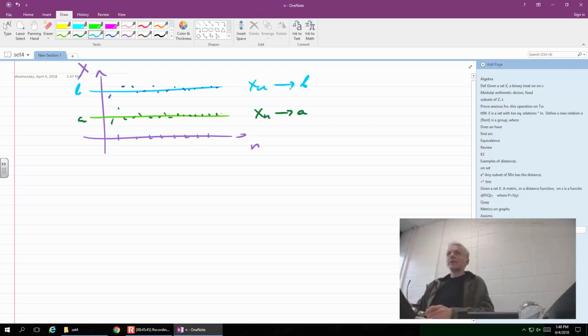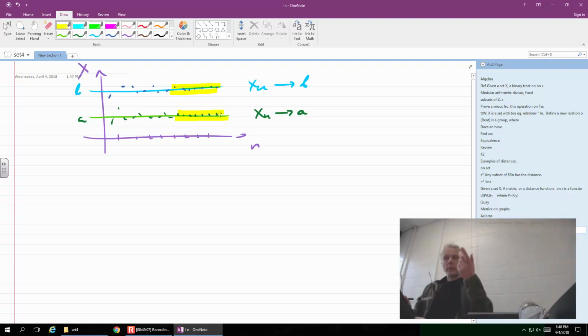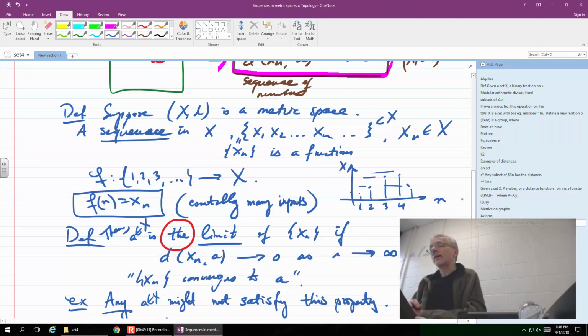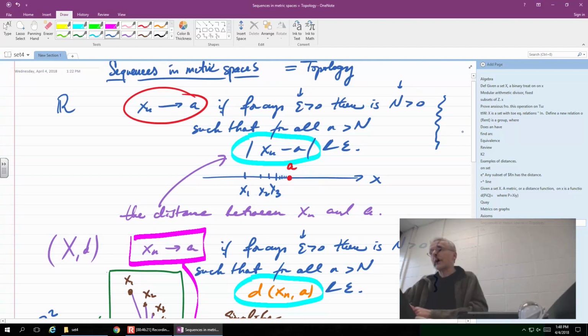As you can see, it's getting closer and closer to that horizontal line, and it will in fact stay within a certain strip around that line, which is supposed to contain all the elements of the sequence beyond a certain n. So if we go back to the original definition of convergence among numbers, that picture that I made there is certainly acceptable.